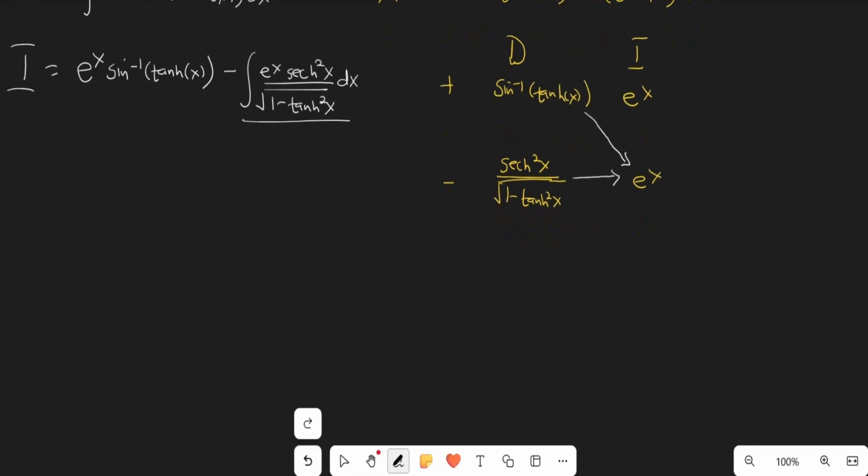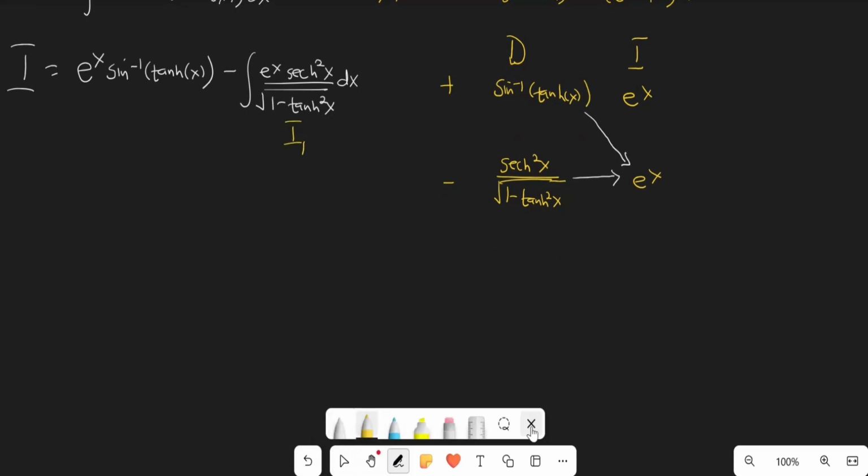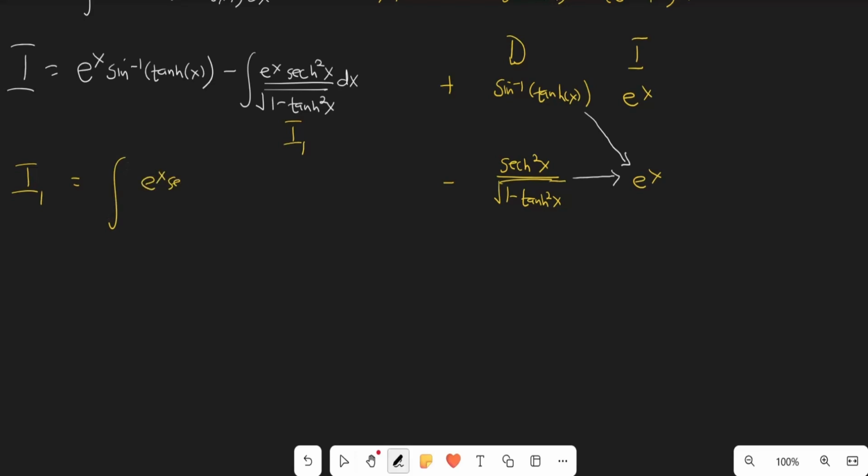Now the task is to evaluate this integral. So let me call that I1. I'm going to solve it in a different color here. So I1 is equal to the integral of e to the x, secant hyperbolic square of x dx, divided by the square root of 1 minus the tan hyperbolic square of x.